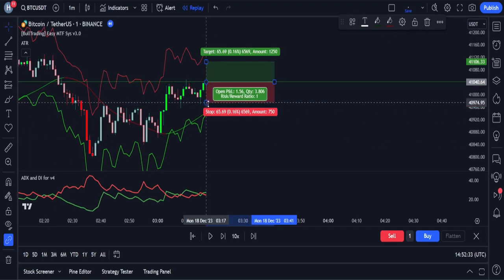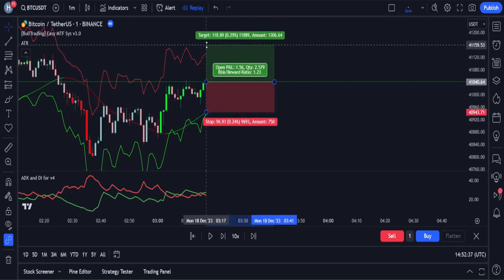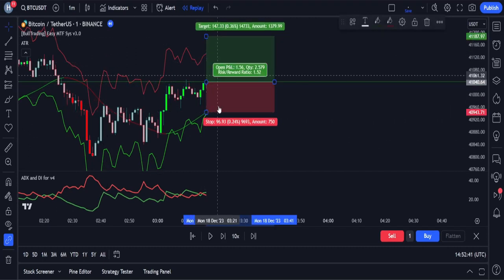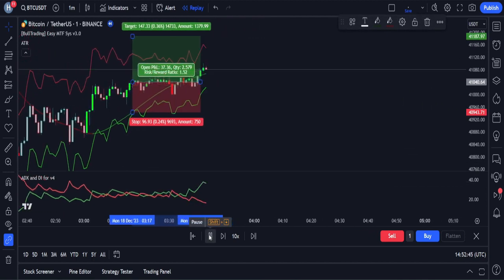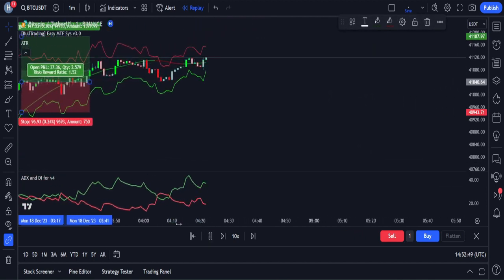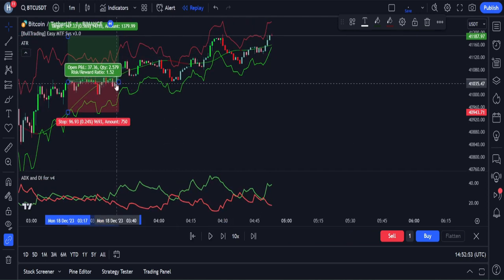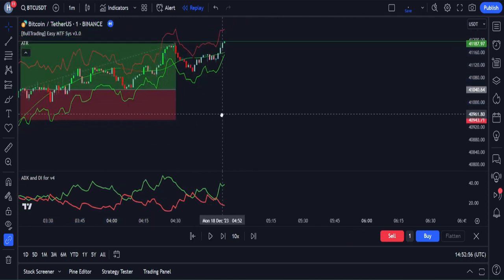So I will open a buy position here. We will place the stop loss at the lower ATR line. For the take profit, we will be targeting a 1.5 times risk to reward ratio. So these are the rules for entering a buy trade. Let's see if we can find another buy trade.